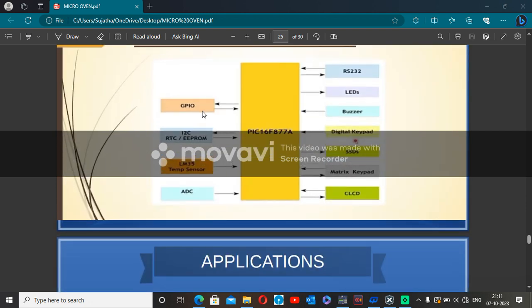Here there will be GPIO pins, general purpose input and output pins, I2C protocol, RTC, EEPROM, and temperature sensor, analog to digital converter. These are some of the communication protocols, LEDs, buzzers, digital keypad and matrix keypad. There will be a display. These are some of the parts that are present in the PIC microcontroller.